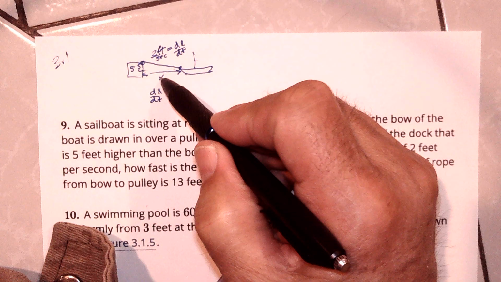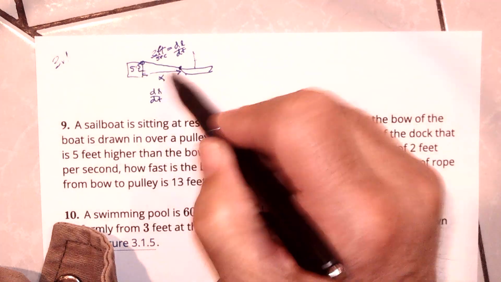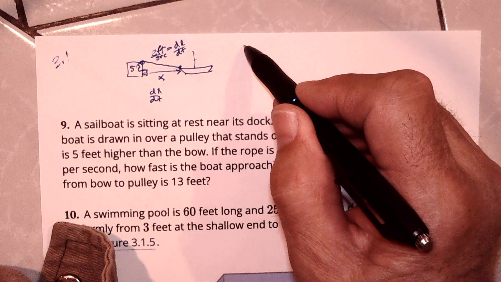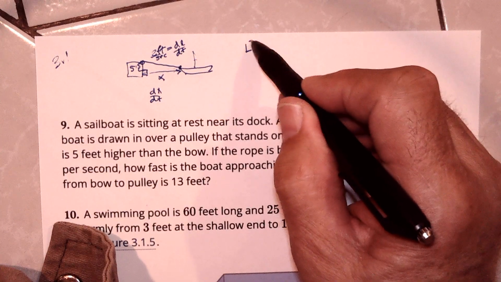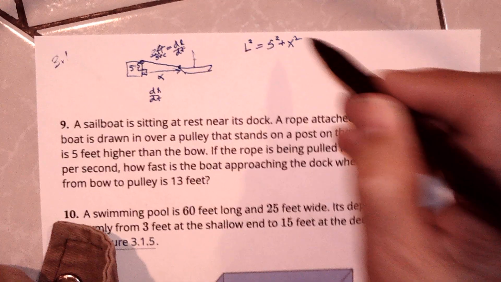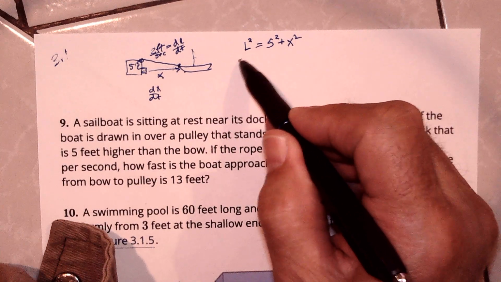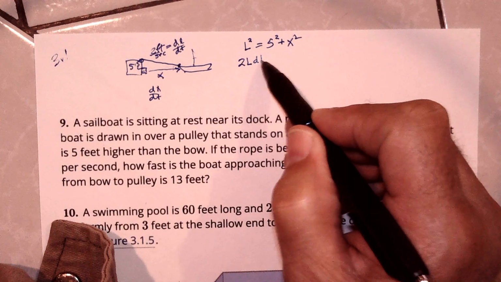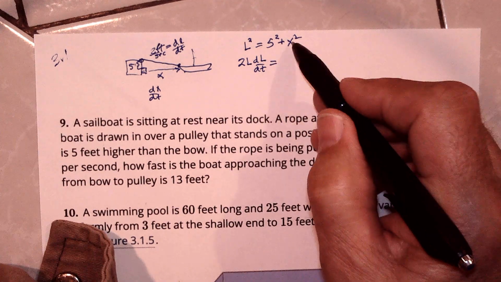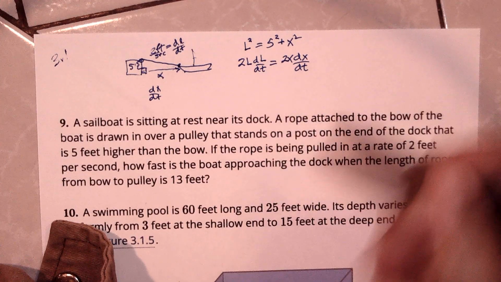So the relationship between x and L, the length here of the rope, looks like a right triangle. So the length of the rope squared would equal 5 squared plus x squared. And if I take the derivative, this becomes 2L dL/dt equals the derivative of 5 squared, which is 0, plus 2x dx/dt.